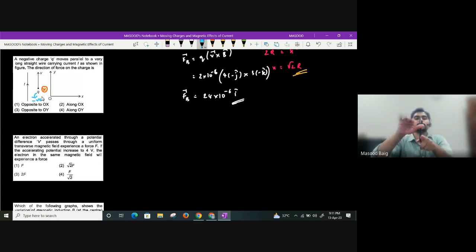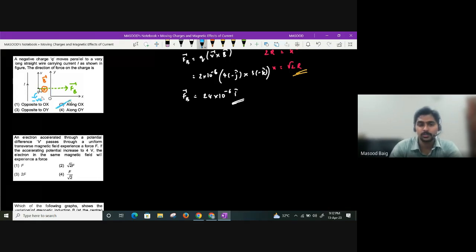Whatever direction of V cross B I get, I am going to reverse it. So what is the situation here? The force is going to act along the positive x direction like this. So along OX will be the magnetic force, beta. Clear everyone?